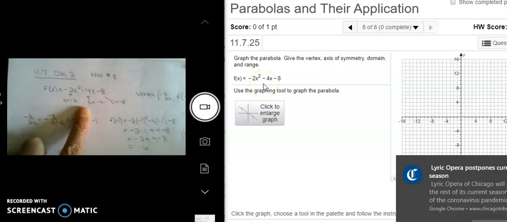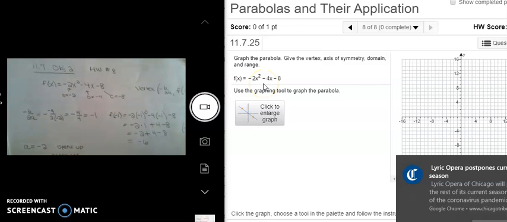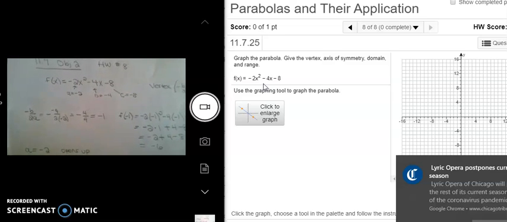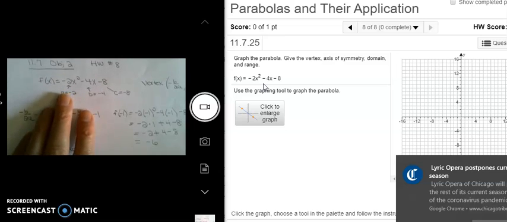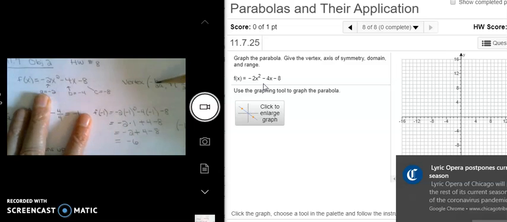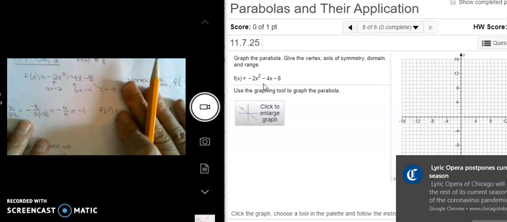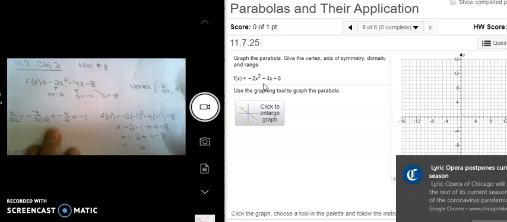The first thing I want to do is find the vertex. Let me just see if I can make this so you can see it better. It's kind of hard to see both of these at the same time. Okay, so there we go. First thing I want to do is find the vertex by finding negative b over 2a and then f of that. I will put a copy of this document on Canvas, by the way.